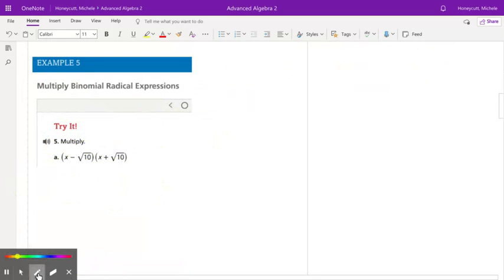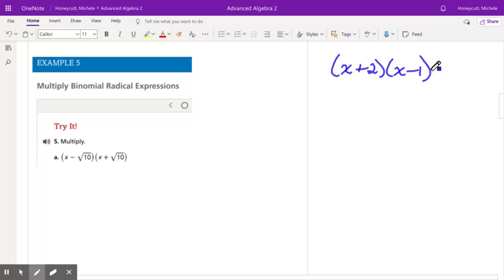Now let's move on to multiplying radicals. Multiplying radicals is going to feel very familiar. In this example, example 5a, we are multiplying two binomials. So you'll multiply this in the same fashion that you would multiply x plus 2 times x minus 1. You can use the same method.